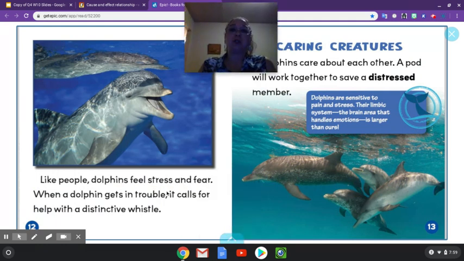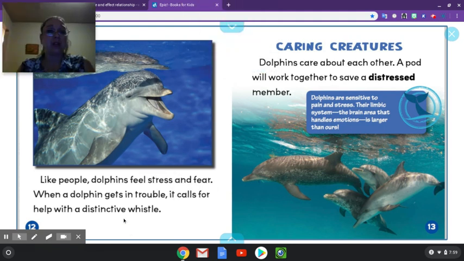Like people, dolphins feel stress and fear. When a dolphin gets in trouble, it calls for help with a distinctive whistle. They're very caring creatures. Dolphins care about each other, and a pod will work together to save a distressed member. Dolphins are sensitive to pain and stress. Their limbic system, the brain area that handles the emotions, is larger than ours. Crazy.